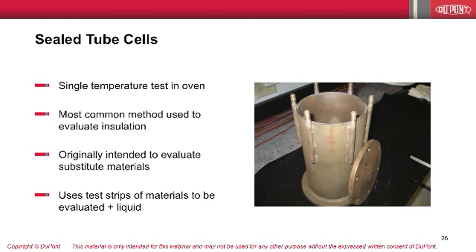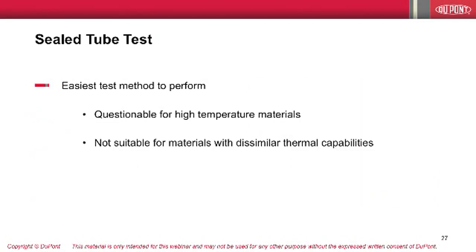Specific proportions of insulation, both paper and board, to the liquid are also specified. A pressure relief valve is specified to maintain normal transformer pressures. The sealed tube test is the easiest insulation system accelerated life test to perform.